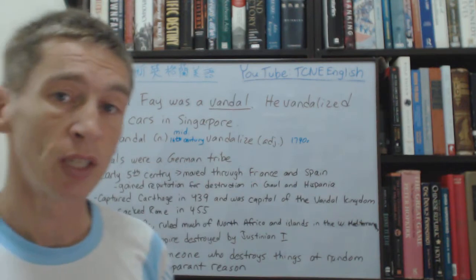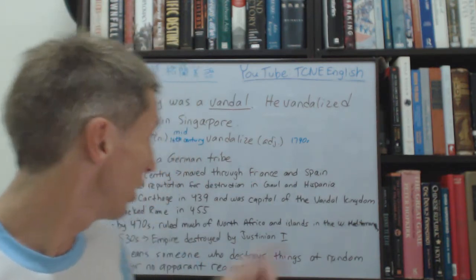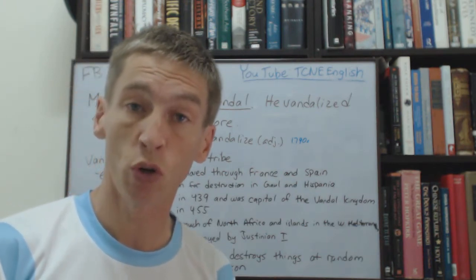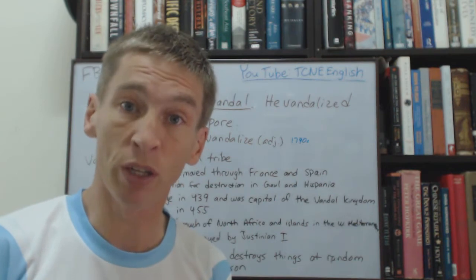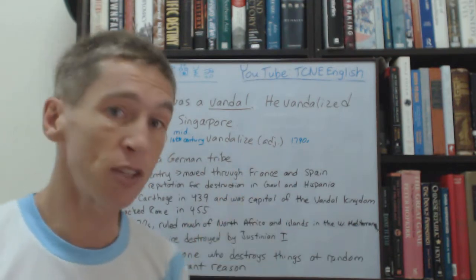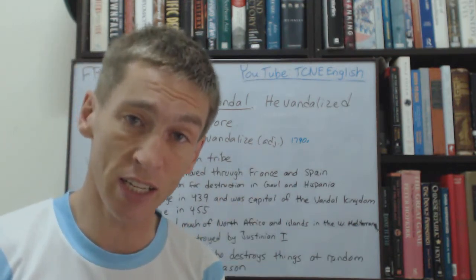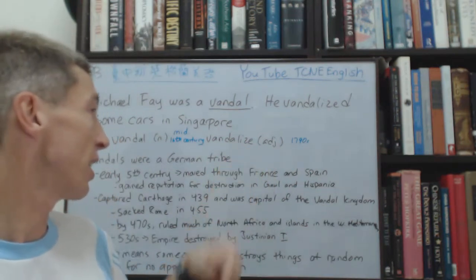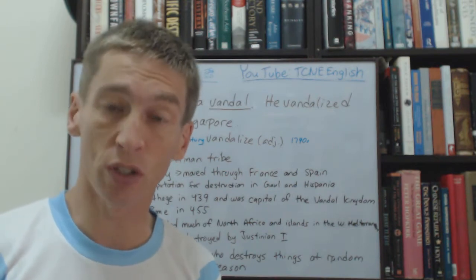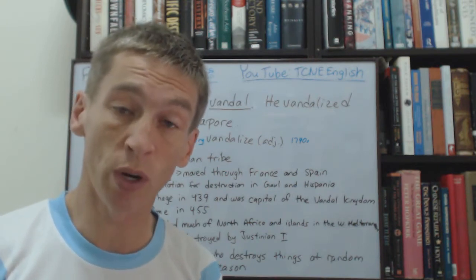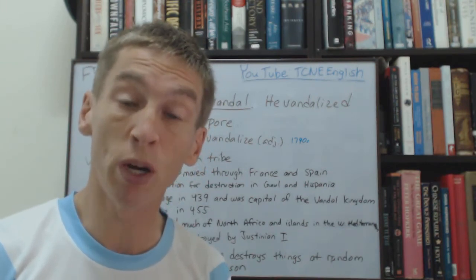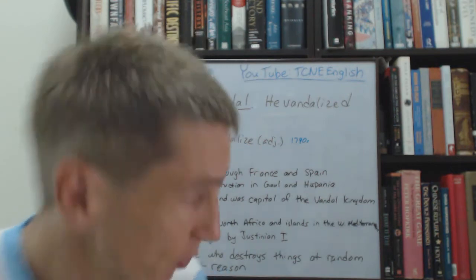Well, the word vandal came into the English language in the mid-16th century, and it is a noun, and it refers to a person who damages or destroys something without any apparent reason. The verb form vandalize came into the language in the 1790s by simply adding ize to vandal. But the origins of the word go back more than 1,500 years, and it actually is from the name of a group of people, a tribe.